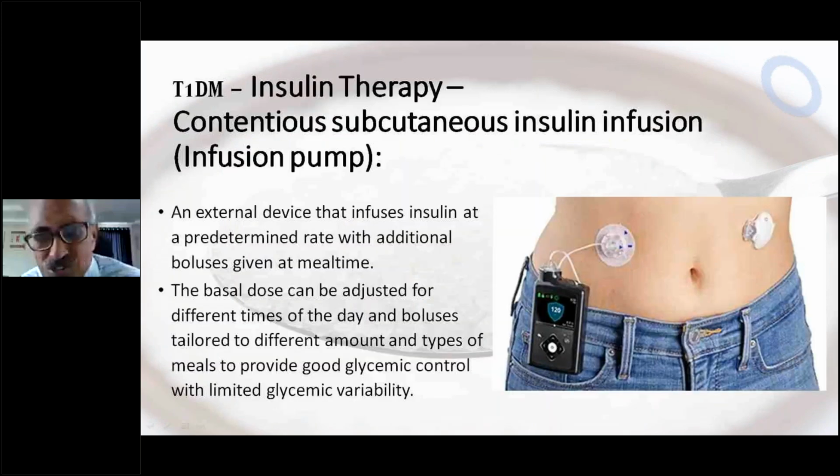Now, the latest one, a modern and even more improved method, is continuous subcutaneous insulin infusion. So we were talking about multiple pokes. Instead of that, this machine is attached to the abdomen and keeps on injecting small amounts of insulin subcutaneously. This basal dose can be adjusted for different times of the day, and the bolus is tailored to the types of meals you are having. For example, if you are going for a party today, you can increase the insulin by 2 units more.